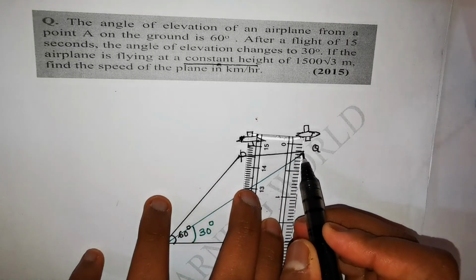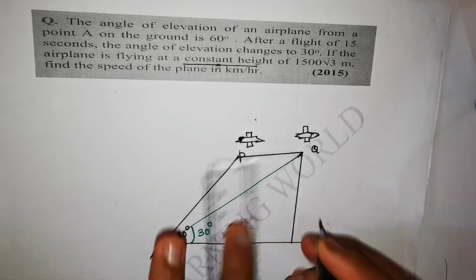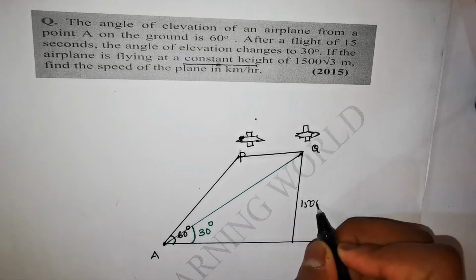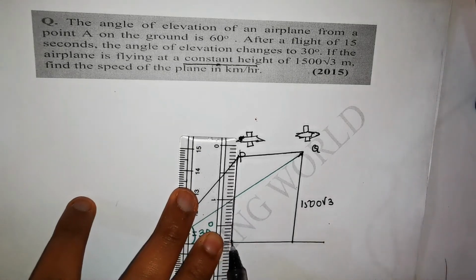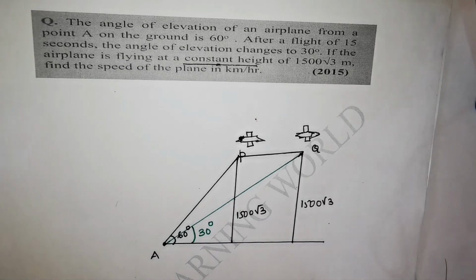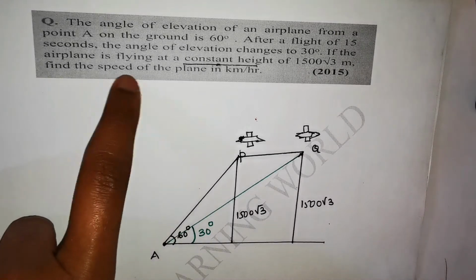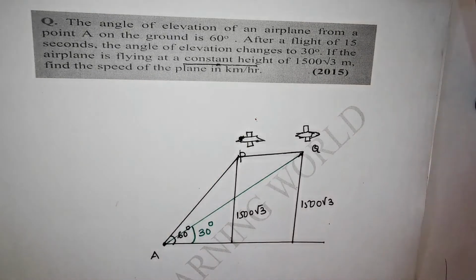So the height of the airplane is, this is the height. Here the height is 1500 root 3. This is also the height. Height means perpendicular distance. So 1500 root 3. If the height of the aeroplane is 1500 root 3, find the speed of the plane in kilometer per hour. What we have to find here? We have to find the speed of the airplane.